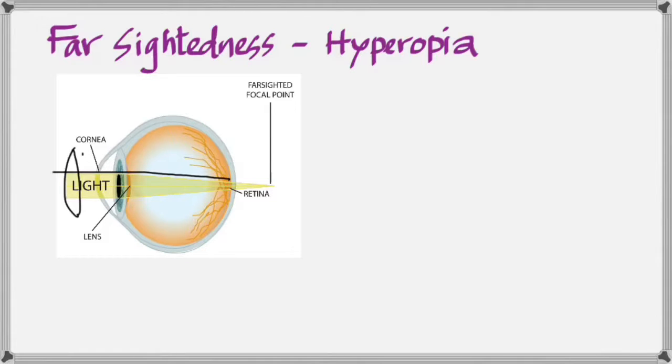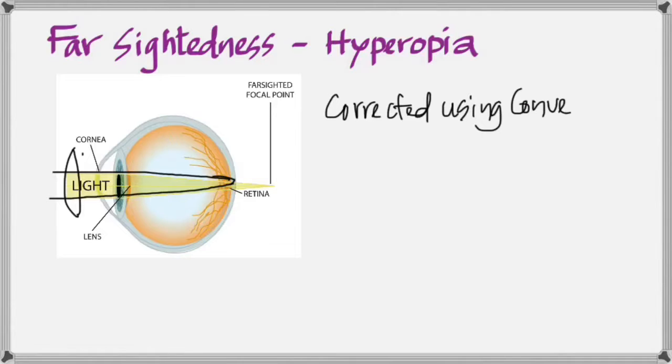So convex lens. If you correct it using a convex lens, then you get it back on the retina, which I've drawn now. So I made some modifications. If you put a convex lens here, you're going to get the image back onto the retina. If you don't have this lens, then it's going to be here. See? Okay. Corrected using convex lens.